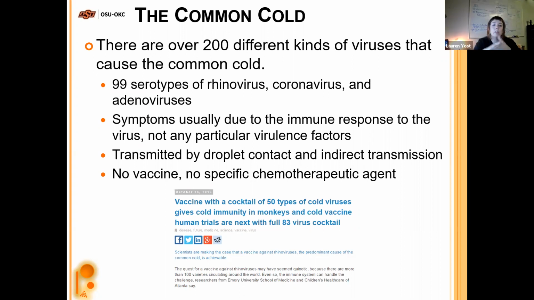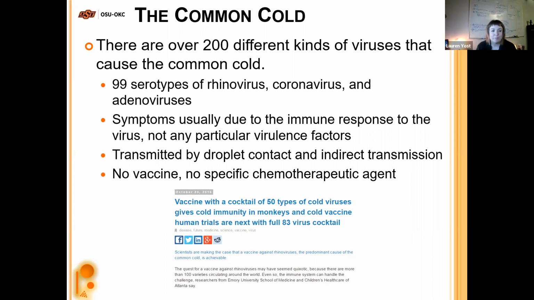Transmitted by droplet contact, so sneezing and coughing and everything like that, as well as indirect transmission that will include things like fomites. Remember that term. I'm not going to actually explain it again because I'm sure you guys know what it means by now. And if you don't, you are more than welcome to look it up. You should know by now.